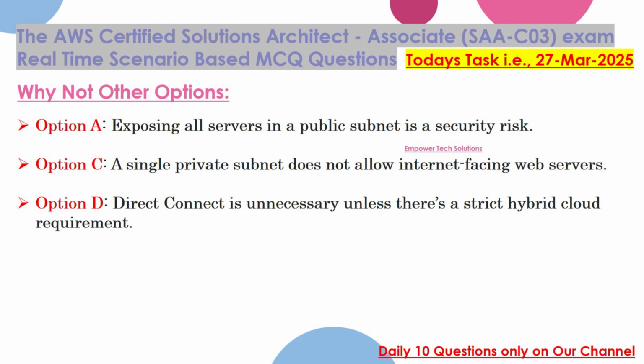Why not other options? Option A. Exposing all servers in a public subnet is a security risk. Option C. A single private subnet does not allow internet-facing web servers. Option D. Direct Connect is unnecessary unless there's a strict hybrid cloud requirement.